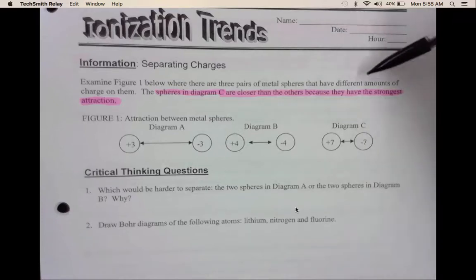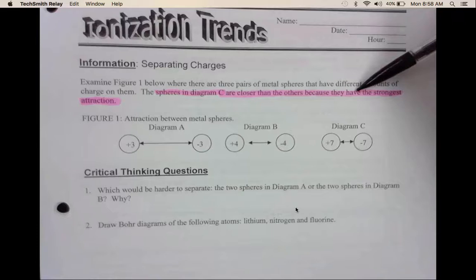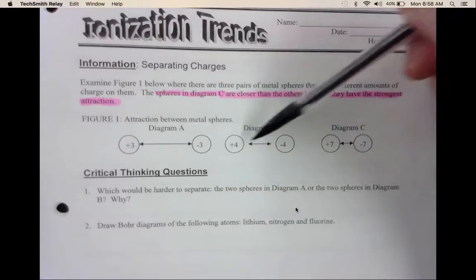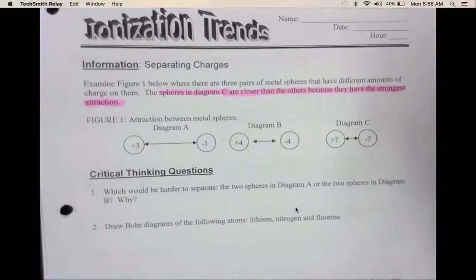We have to remember that the spheres in diagram C are closest together because they have the strongest attraction, +7 to -7 compared to +4 to -4, +3 to -3. So we use these relationships between the charge and the distance to answer the first few questions, 1 and 2.